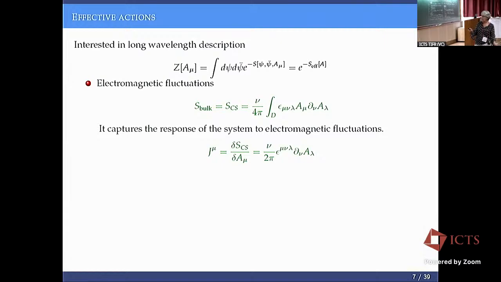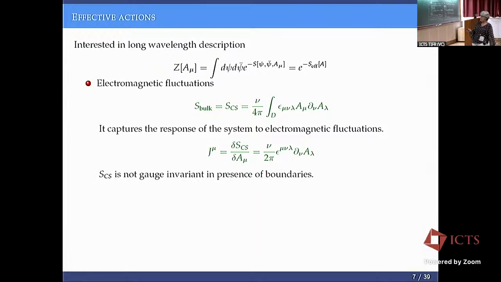Once we have this action, we can calculate the response of the system to electromagnetic fluctuations by taking the derivative with respect to A mu. This is the current, and this is essentially the relation that I showed you before. This is the J i. This one here is the electric field perpendicular to J i. And this is the conductivity. Here I set e and h bar to 1, so this is only nu over 2 pi.